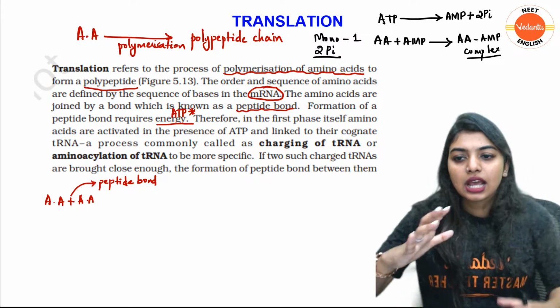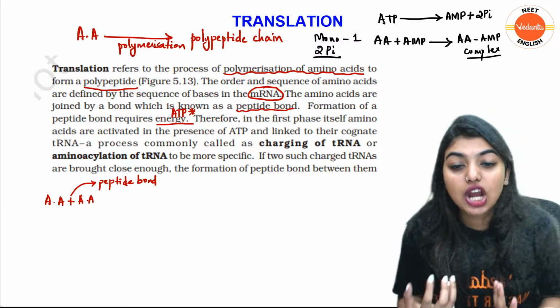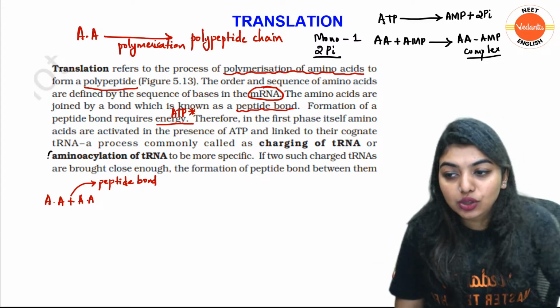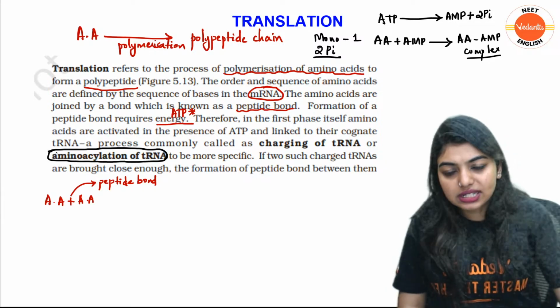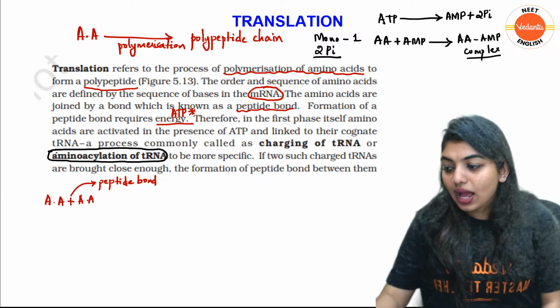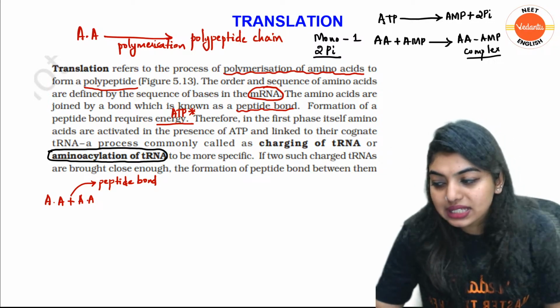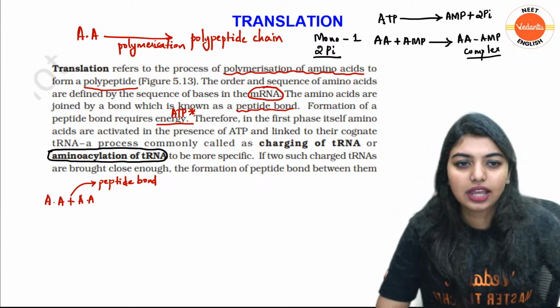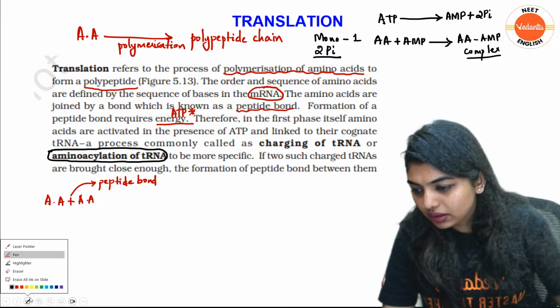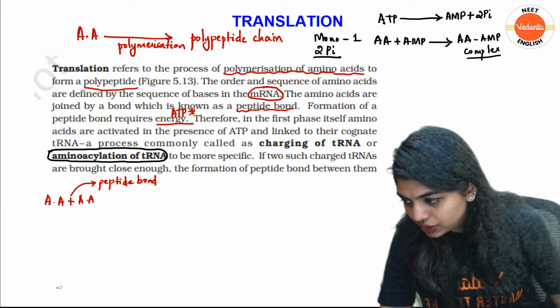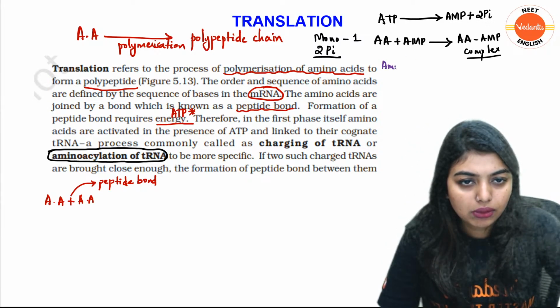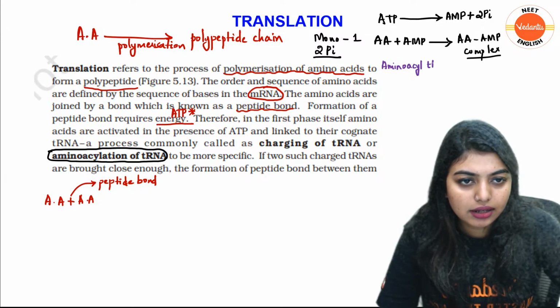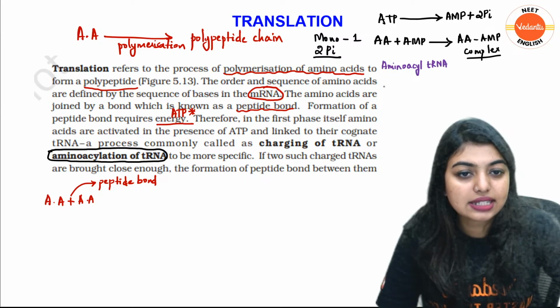So simple, students, ATP was there. So this is called charging of tRNA or amino acylation of tRNA. This is the process we are doing. What is happening? Your amino acids, with the help of amino acyl tRNA synthetase. I'll write the enzyme name here. With the help of amino acyl tRNA synthetase. Why is this needed?